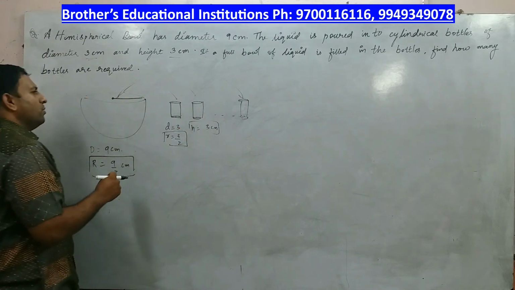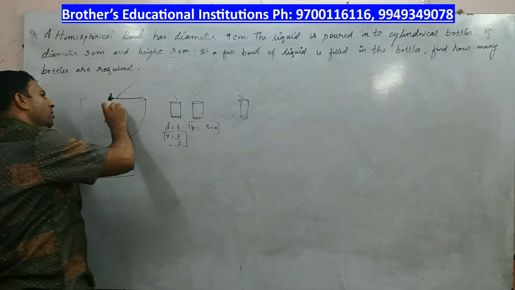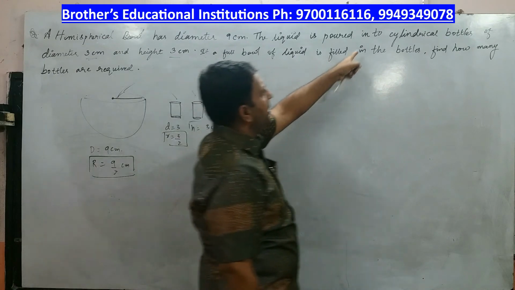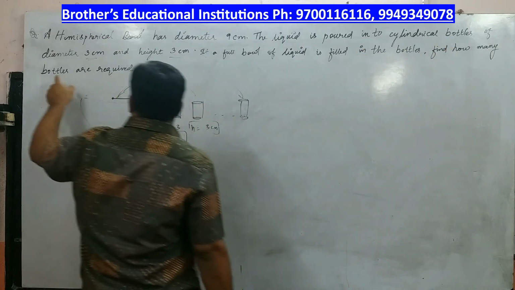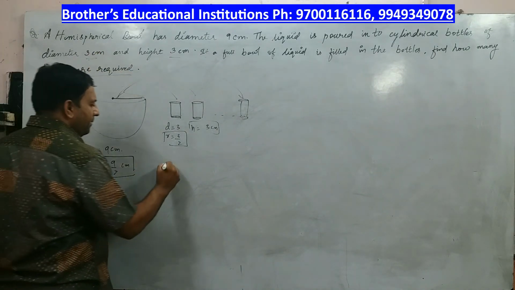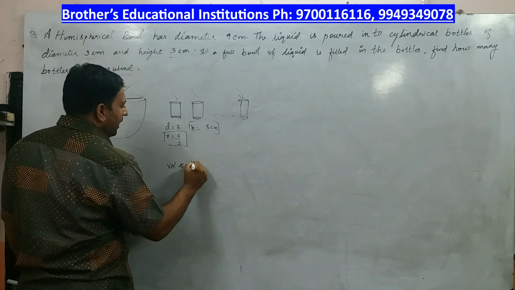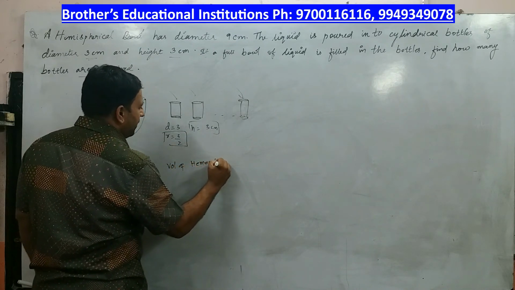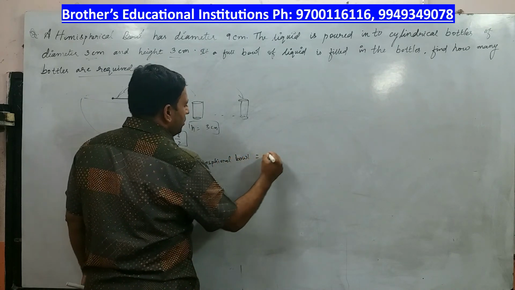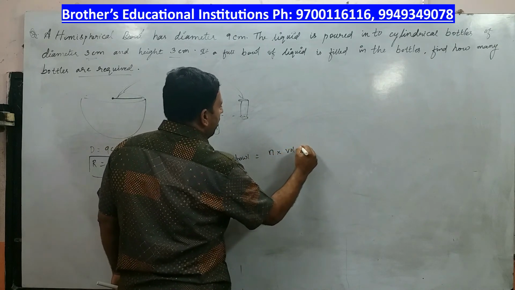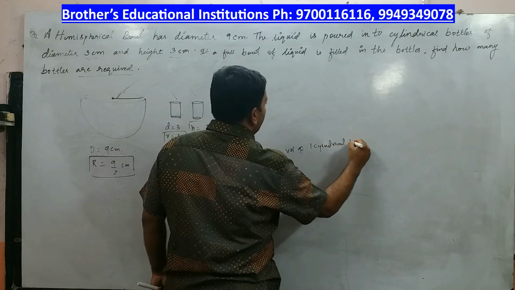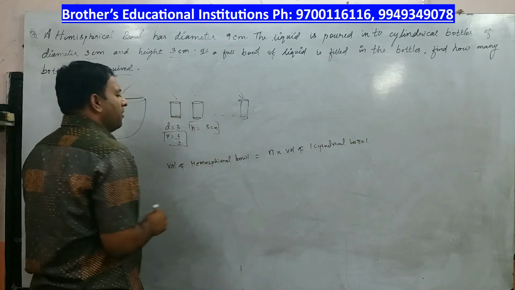Now what is the thing which is being done here? The liquid from this bowl is poured into these cylinders. The question asks, if the full bowl of liquid is filled in the bottles, find how many bottles are required. So we try to understand: volume of hemispherical bowl is equal to n into volume of one cylindrical bottle. One cylindrical bottle. Okay.